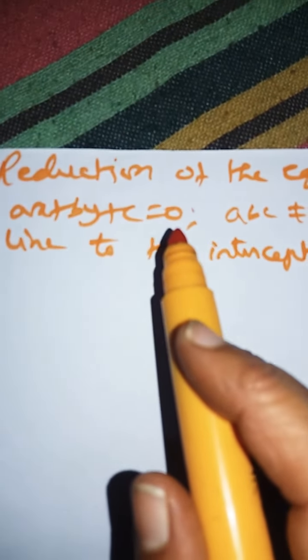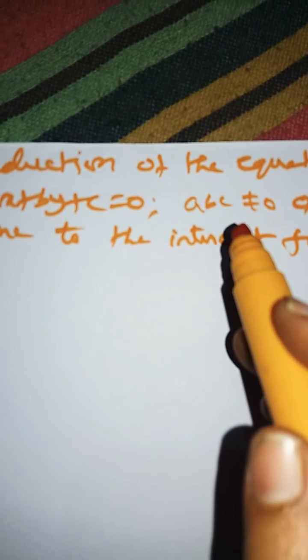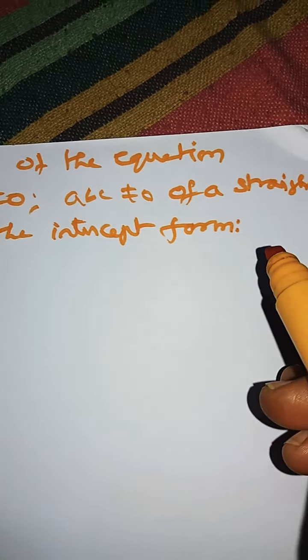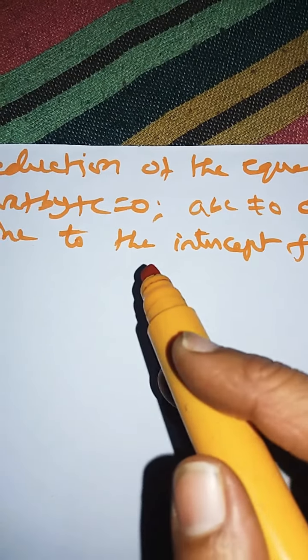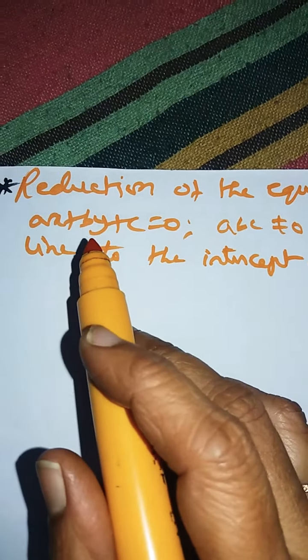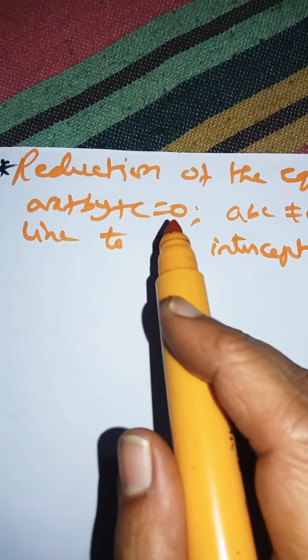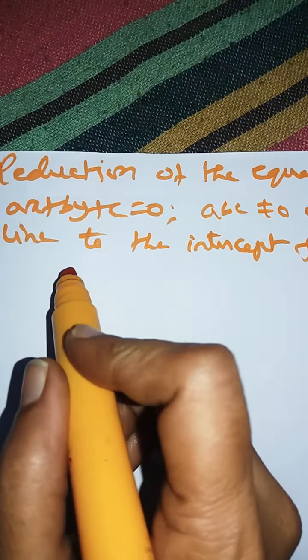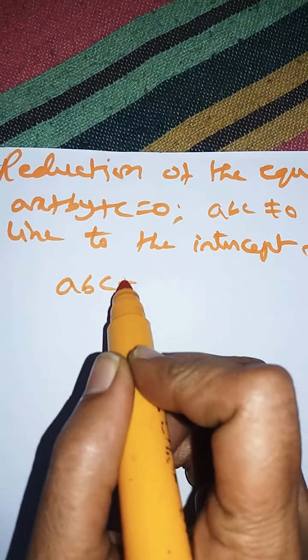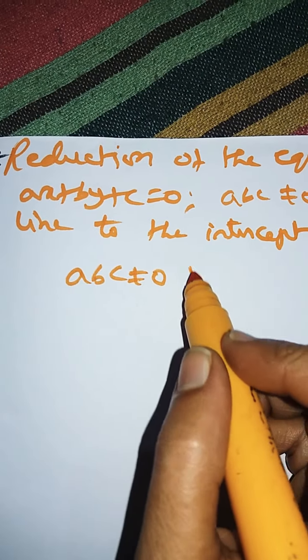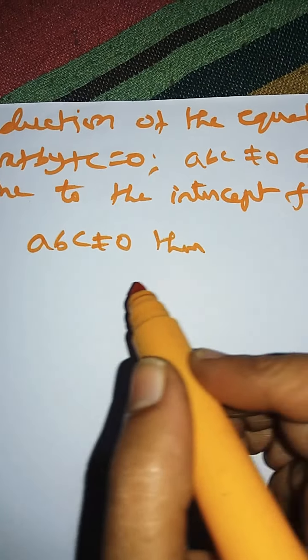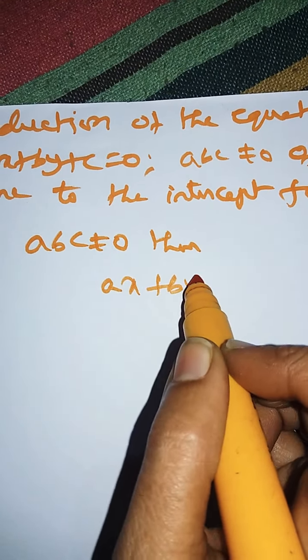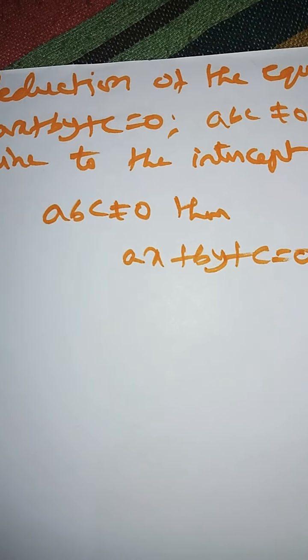Now the next concept is reduction of the equation ax plus by plus c equal to 0, where a, b, c not equal to 0, of a straight line to the intercept form. Now I'll convert this ax plus by plus c is equal to 0 into intercept form. So we have given a, b, c not equal to 0. Then ax plus by plus c is equal to 0.